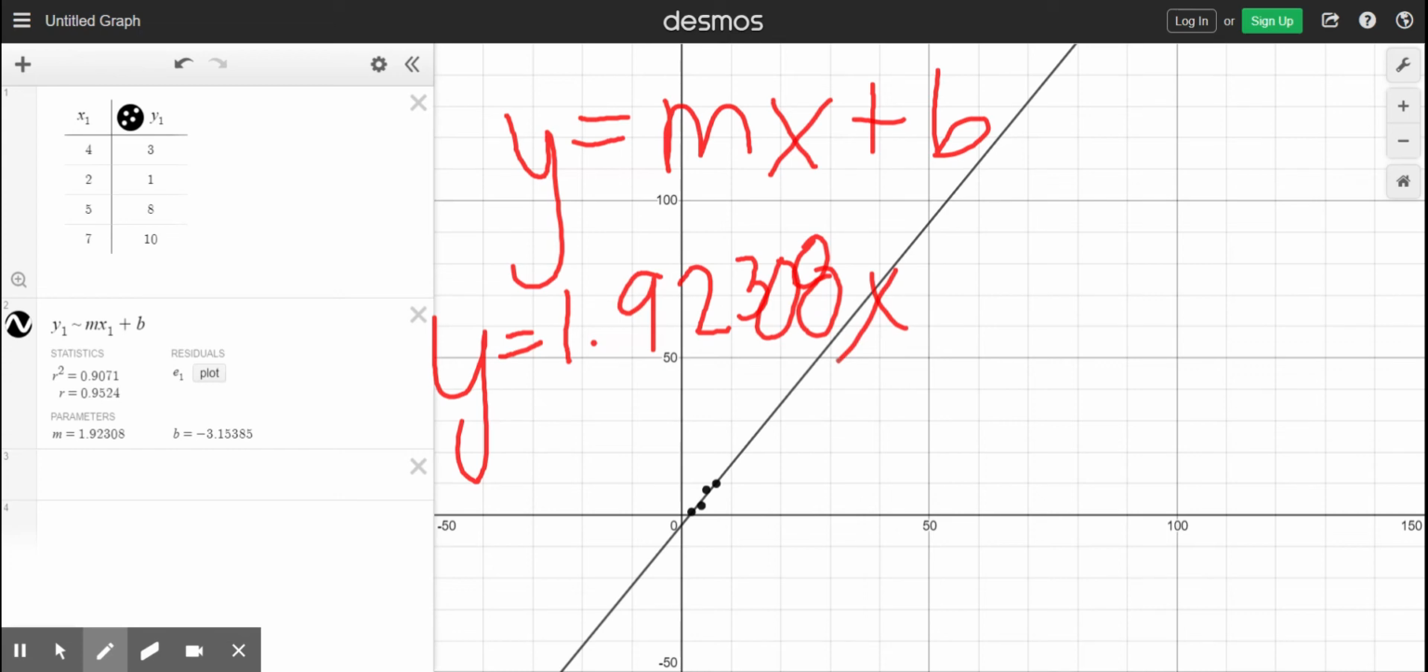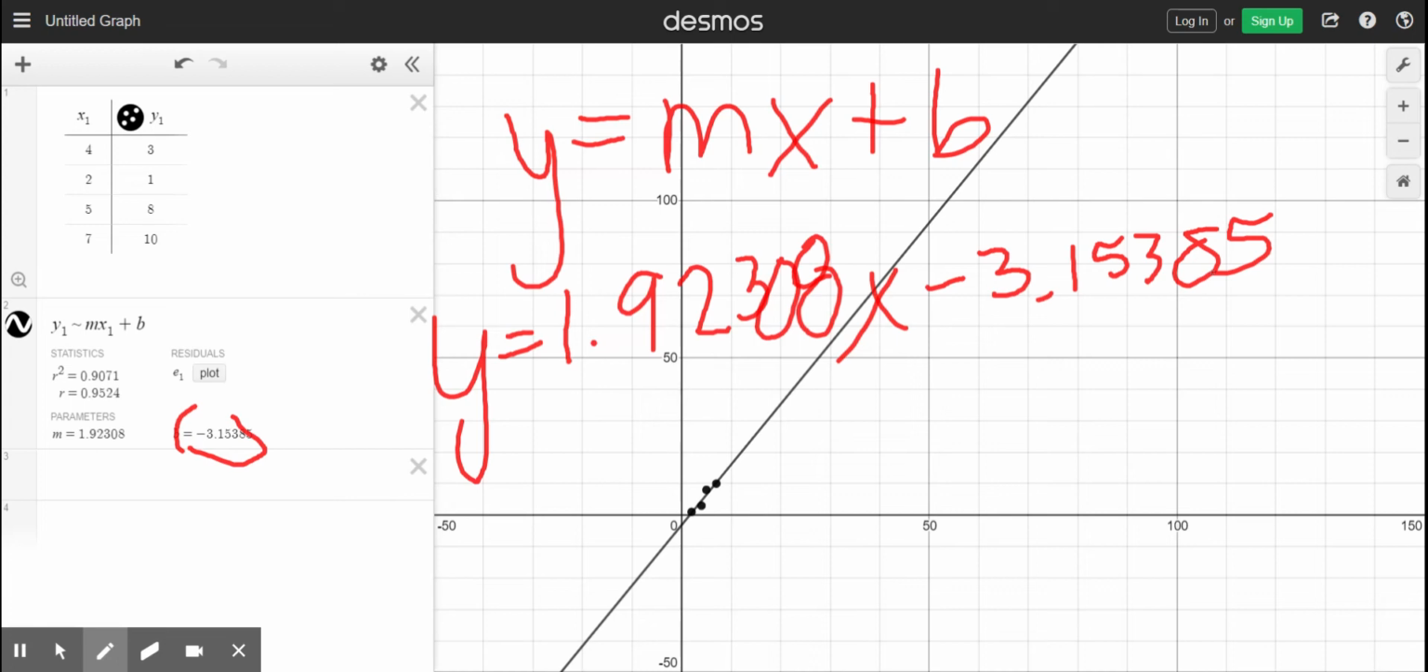Okay, instead of plugging in B, which is the y-intercept, that's where it's crossing your y-axis, I can plug in that number I see right there. So a minus 3.15385. And all of a sudden, using technology, I just wrote the line of best fit. If you use Desmos, yours will be exactly like this. So what we did right there is we did a linear regression to get our line of best fit, or sometimes we call it a regression line.